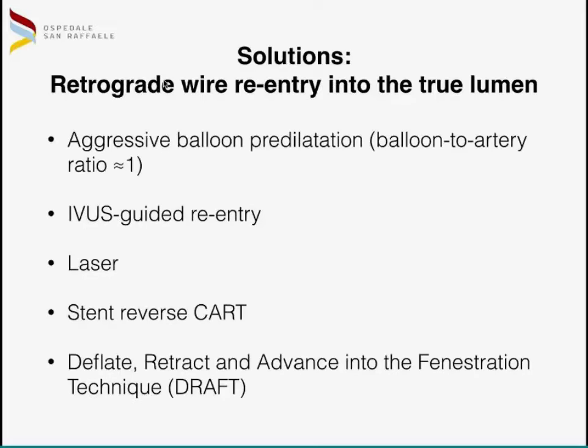Let's have a look now at the first category, retrograde wire re-entry into the true lumen. It is of utmost importance that the reverse CART be performed with aggressive balloon predilatation, that is, with a balloon to artery ratio of approximately 1, in order to create numerous and large fenestrations that allow wire crossing into the true lumen.